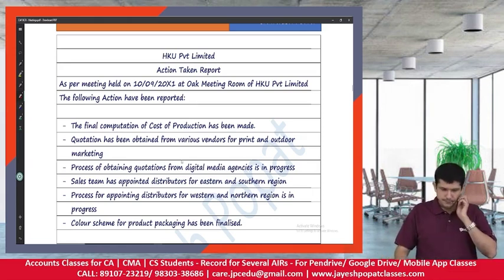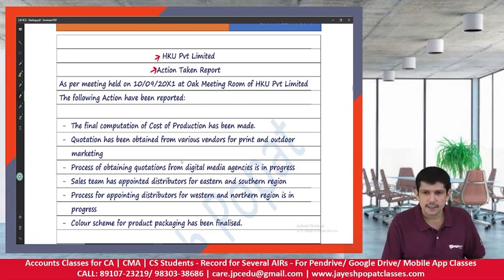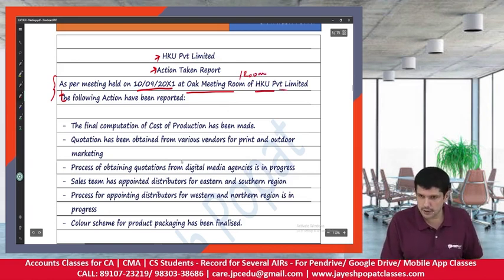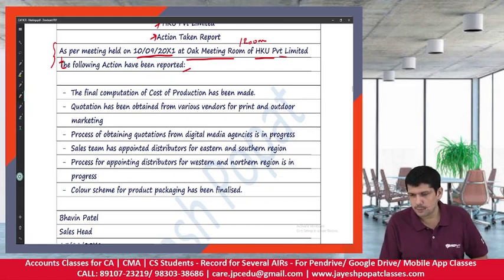Let's go through this. Again, the name of the company for which we are making the action taken report. This sentence you need to remember by heart. It's very simple, it says: as per the meeting held on 10/9/2000X1 at the Oak meeting room, or if you are doing a Zoom meeting, you could write Zoom as well, of HKU Private Limited, the following actions have been reported. It says final computation of cost of production has been made.